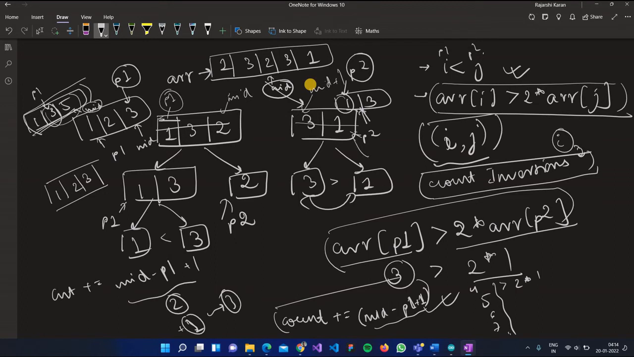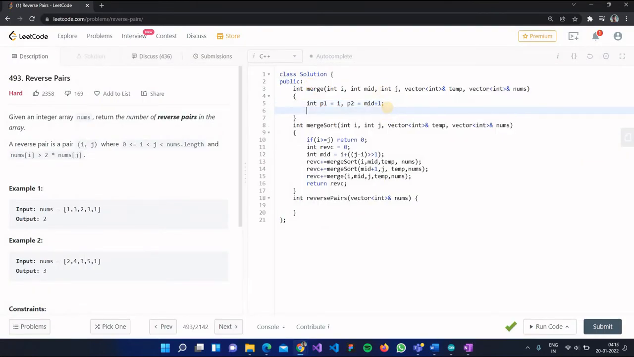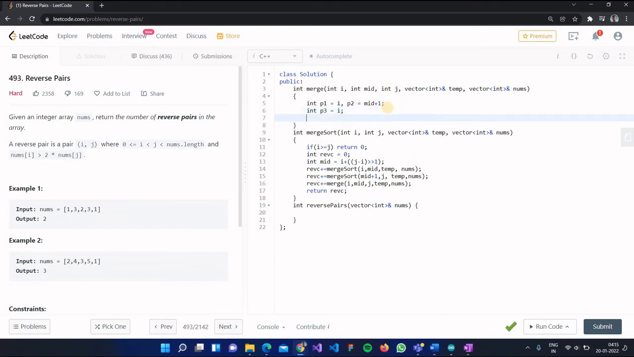Sorry, not p2, mid plus 1 to j. Like i to mid, it's not p1, sorry, i to mid, and one section is from mid plus 1 to j. So these are the two sections that we have divided the whole array into. For the sake of marking the third array, the temporary array in which we are going to store all the elements in sorted fashion, we are going to be taking this p3 pointer. Done. So now first of all we'll be counting all the reverse pairs.